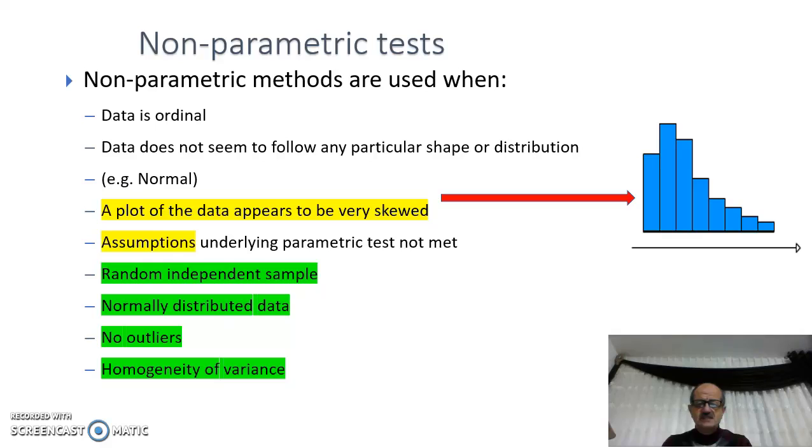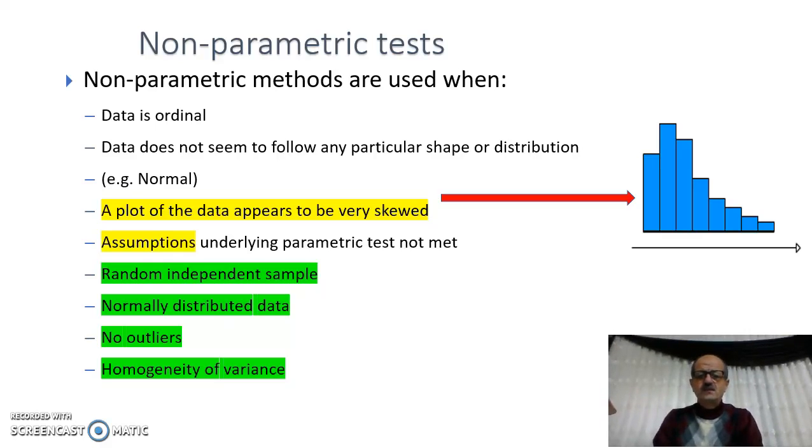The non-parametric test methods are used when our data is ordinal, or the data does not seem to follow any particular shape or distribution, mainly normal. For instance, if we look at this data, we can see that the data are skewed here. It's not normally distributed. Also, we use the non-parametric tests when the assumptions underlying the parametric test are not met.